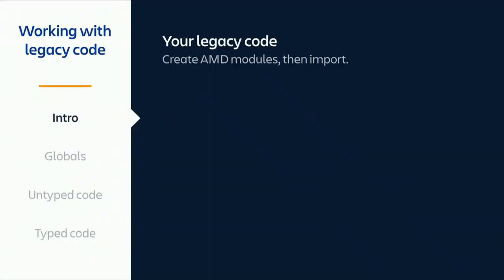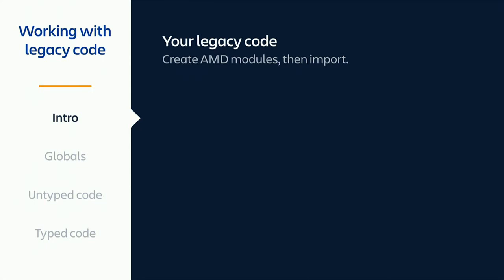So what do we do with legacy code? Your new code will all be typed. How do you access the old code from your new code? On the legacy side, you will create AMD modules if you don't already have them. And you'll be able to access that from your existing legacy code through standard AMD requires, and you'll be able to import them from your Webpack code. It's technically possible to go the other way around, but I don't recommend it.